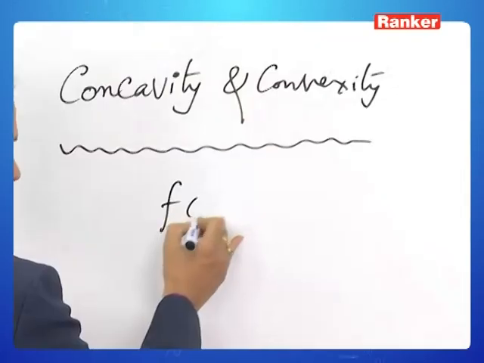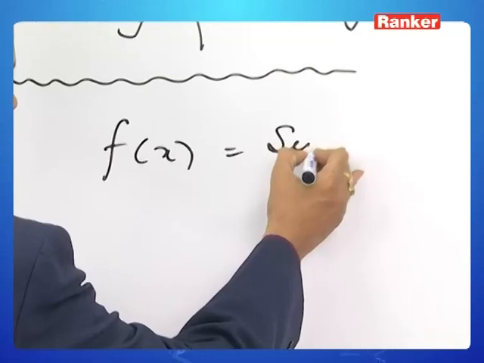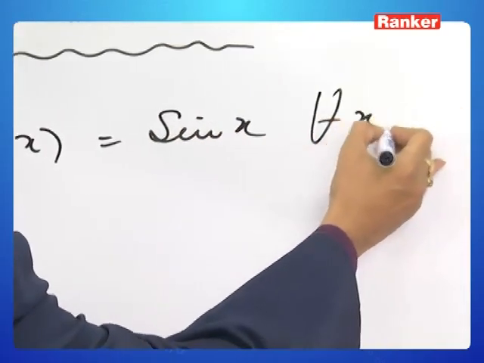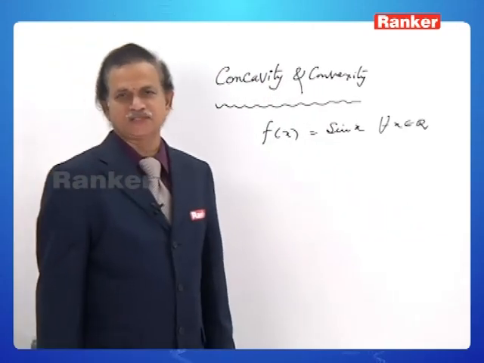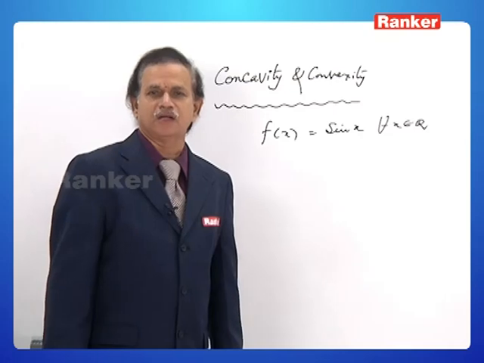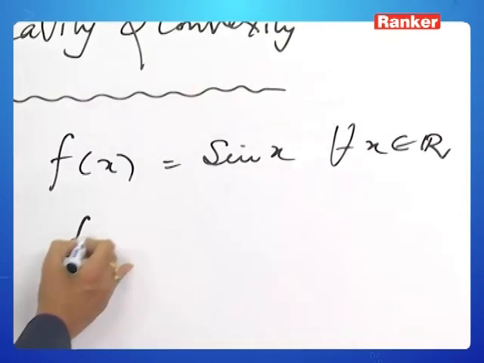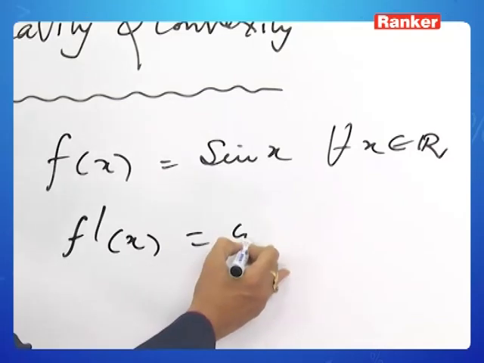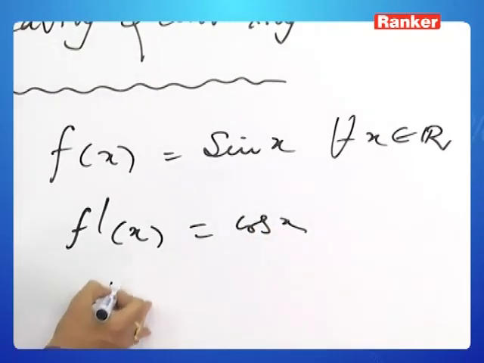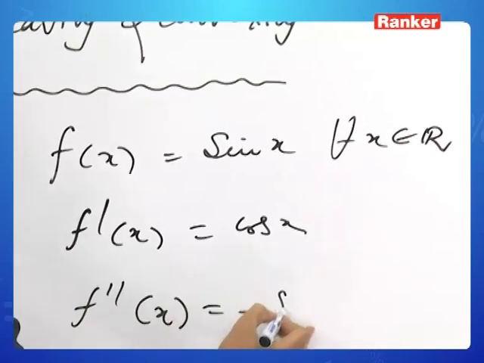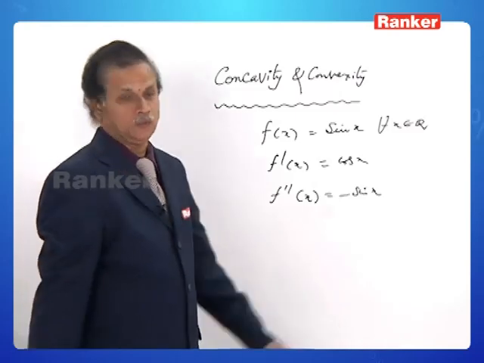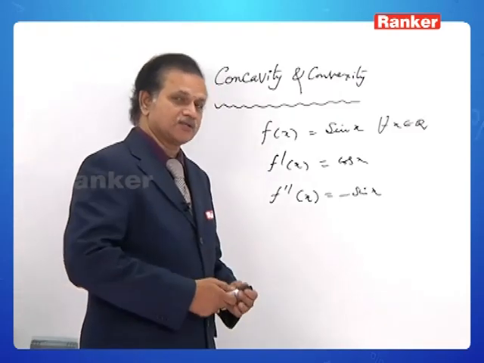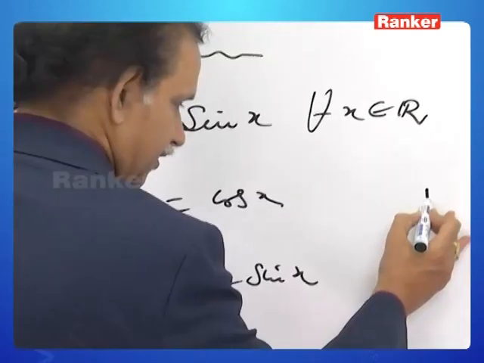We shall now look at some examples of concavity and convexity and some special character of concave and convex functions. Let us consider the function f of x equal to sin x. We know that it is everywhere continuous and differentiable at every real number. Let us observe what f dash x is. Cos x. What is f double dash x? Minus sin x. Well, when x belongs to 0 to pi, observe the sine function.